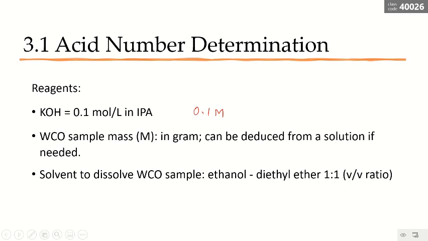More or less, some of you maybe know this IPA means isopropanol or isopropyl alcohol. Okay, I'm not going to draw the structure here. It's not an organic chemistry lecture.